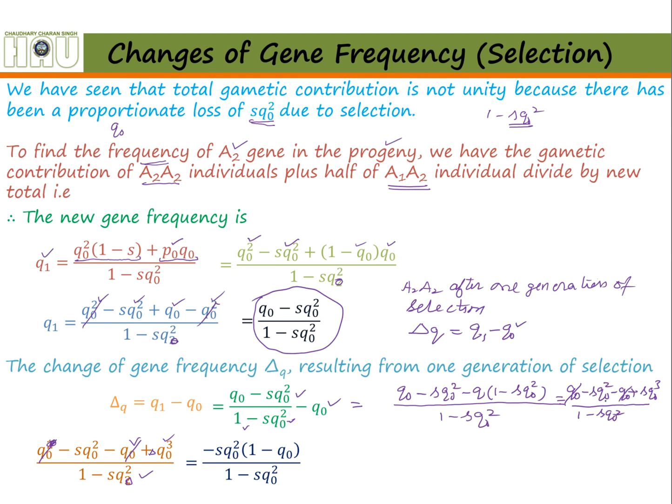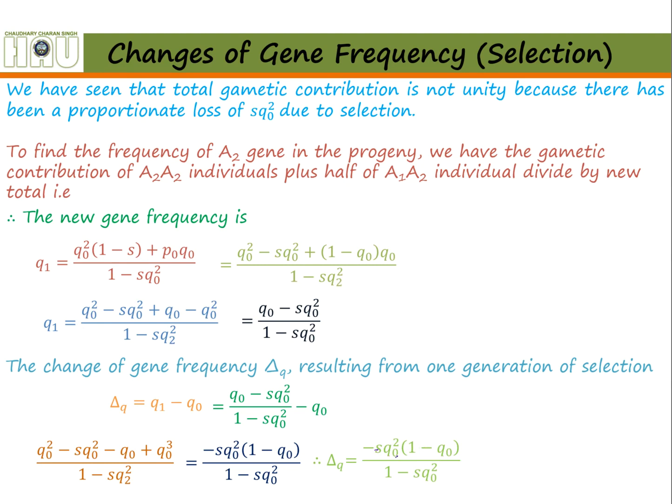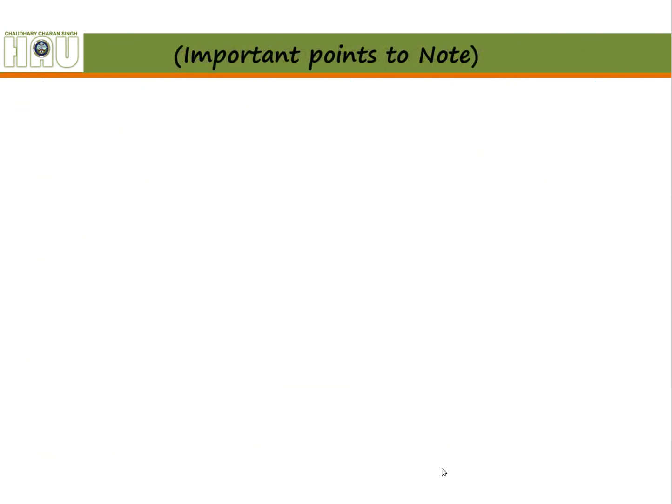When this cancels out, I am left only with, if I take minus SQ0 square common, 1 minus Q0 divided by 1 minus SQ0 square. So delta Q will be equal to minus SQ0 square into 1 minus Q0 divided by 1 minus SQ0 square.